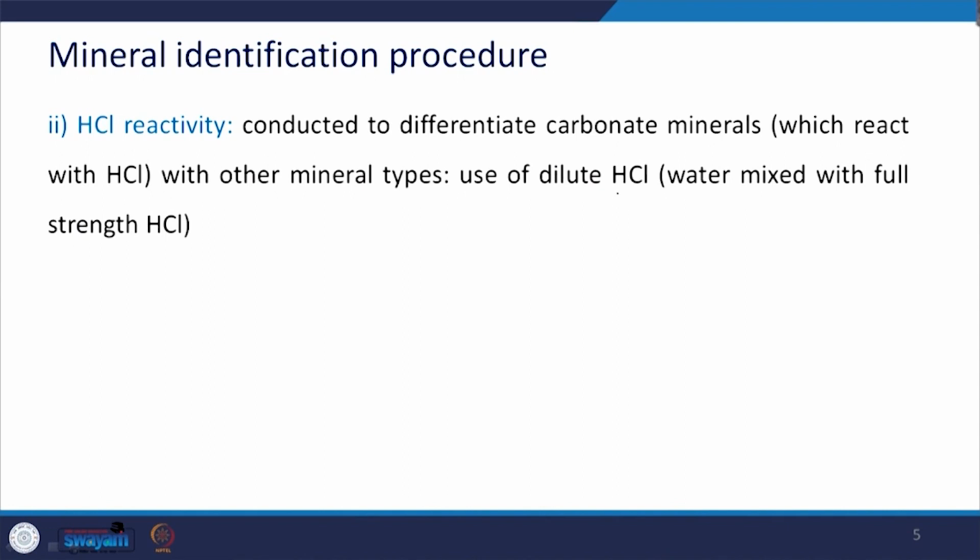Now the next one is HCl reactivity. When we go to the field, we need to identify the minerals. So in a bottle we carry this acid with us, that is dilute hydrochloric acid. How should we dilute? The water is mixed with the full strength HCl. This test is conducted to differentiate carbonate minerals from other mineral types.